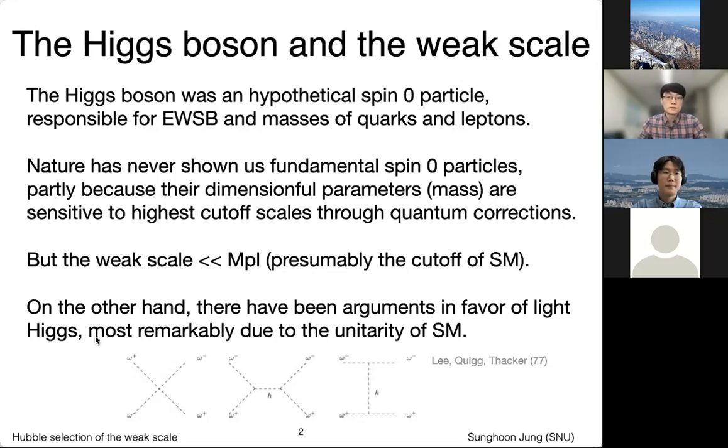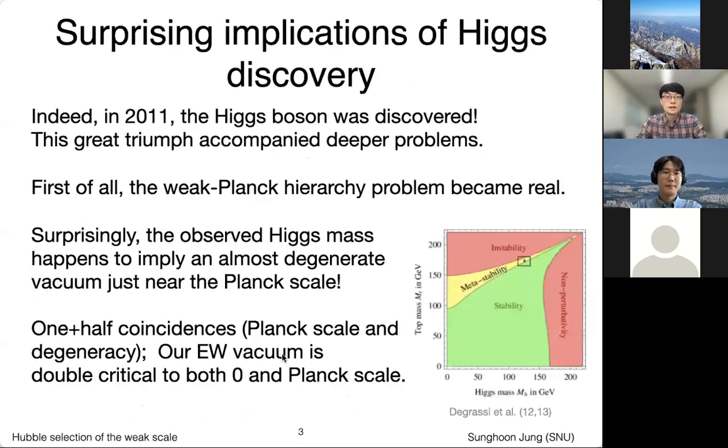The most remarkable and strongest one is due to the unitarity of the standard model. If the standard model of particle physics is to be a consistent theory, then it has to satisfy unitarity, and a light Higgs boson is required for that. If the standard model doesn't have a light Higgs boson, then unitarity is broken at some low energy scale, so it's not a consistent theory anymore. Through these kinds of diagrams, the Higgs boson restores the unitarity of the standard model. Until the discovery of the Higgs boson, this was the most remarkable and strongest argument in favor of a light Higgs boson. And indeed in 2011, the light Higgs boson was discovered.